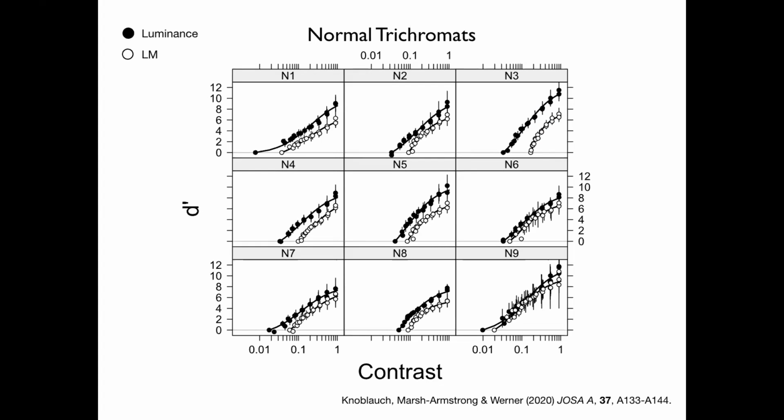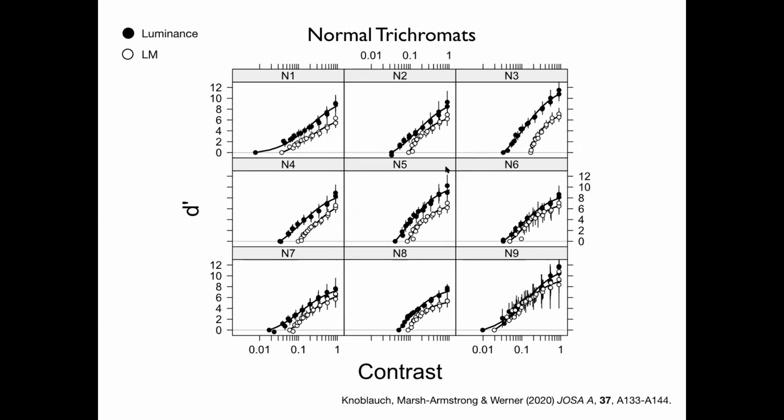Now, when we estimate the scale values that best predict the observer's judgments over all of the presentations, we get these different scales. The black is for luminance. These are the 9 normal observers, and the open circles are for the LM contrast. The lines are the best-fit Michaelis-Menten functions, and you can see that on this nominal contrast scale, the observers require more contrast for the LM. This is not cone contrast. But they're quite similar.